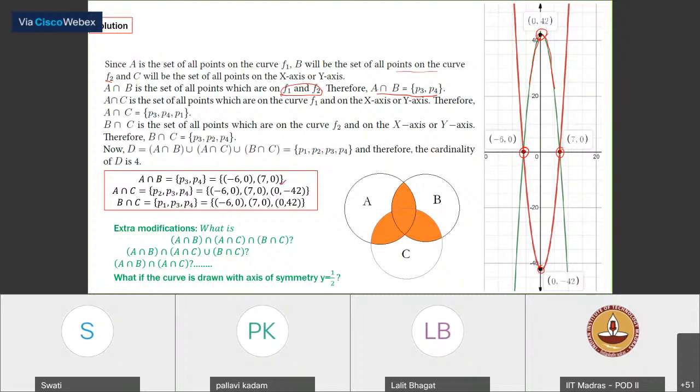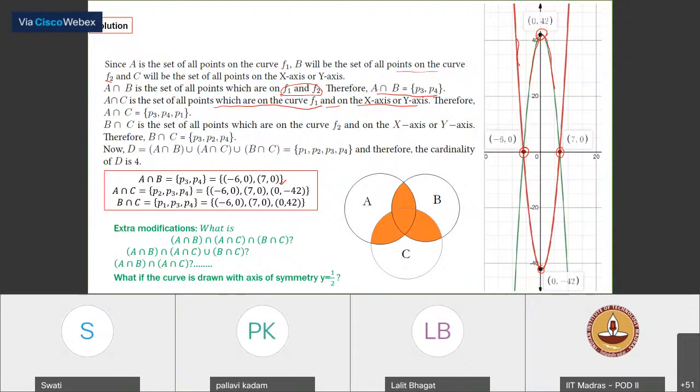Fine. Then there is A intersection C. What is A intersection C? The set of all the points which are on the curve F1 and on the x-axis or y-axis. So on the curve F1, fine. F1 was this curve only.